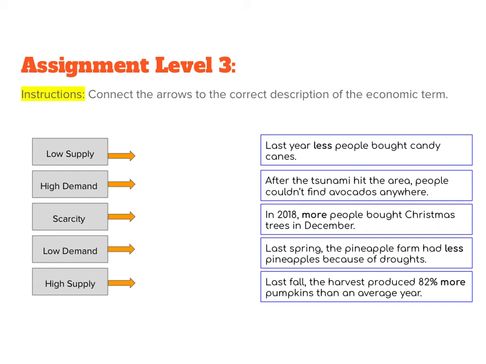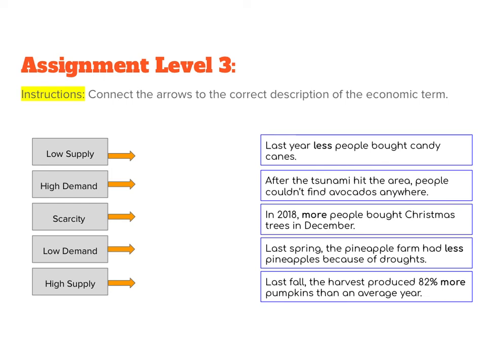This next one, this is where we're going to do the assessment. So your instructions here are to connect the arrows to the correct description of the economic term. Can you go back and look at the previous slides? Of course you can to do that. Now, if you remember from your science, you have learned how to use the arrows. So you'll have to make your own arrows and take whichever one of these matches low supply, which matches high demand, scarcity, low demand, and high supply.